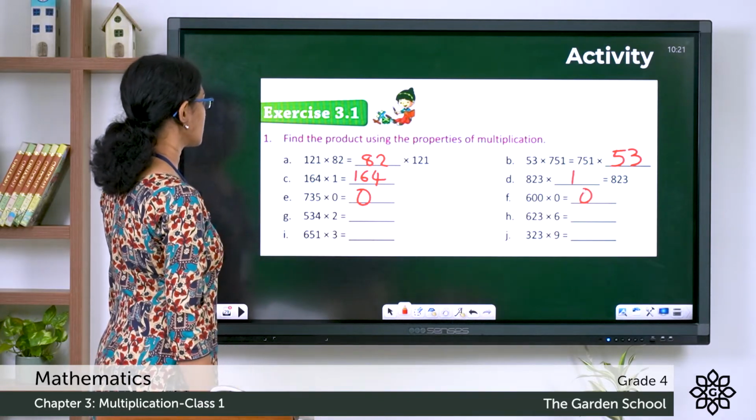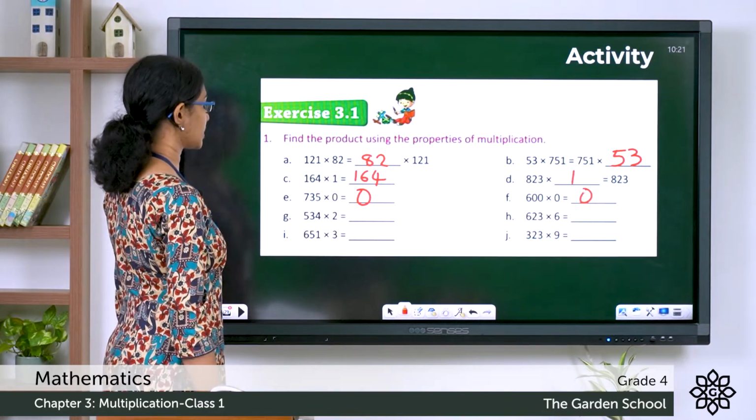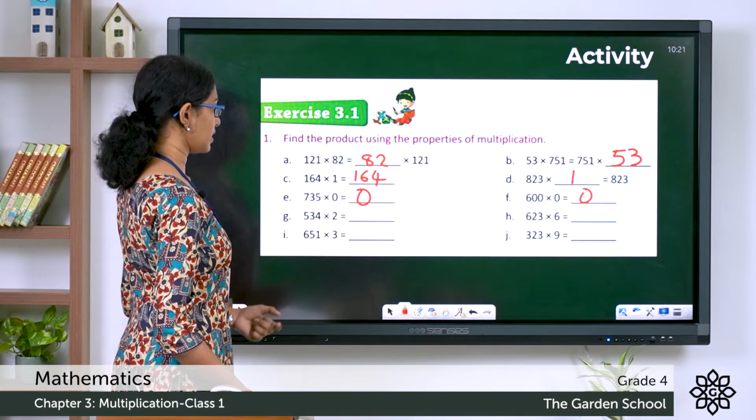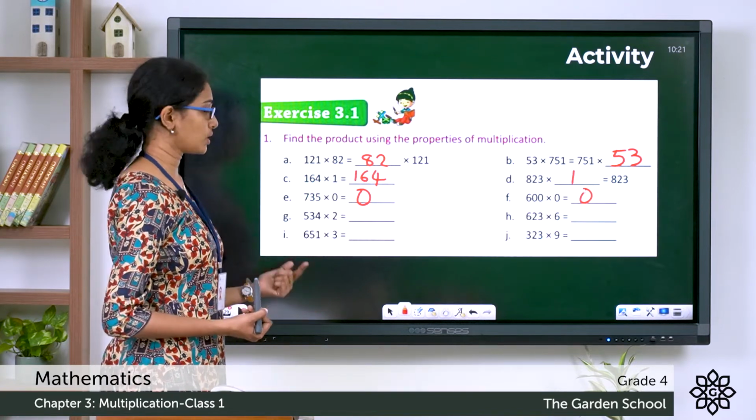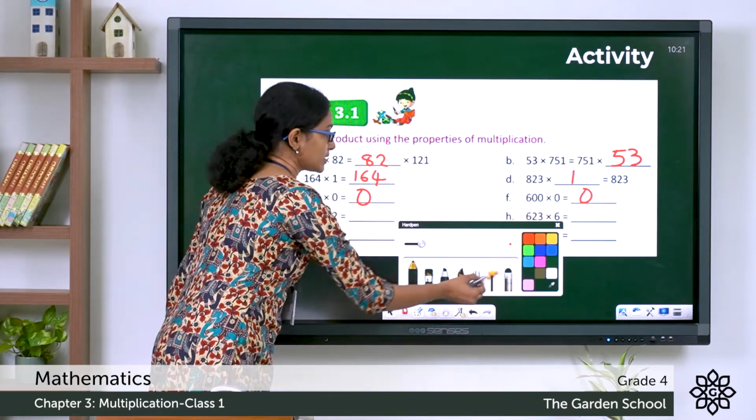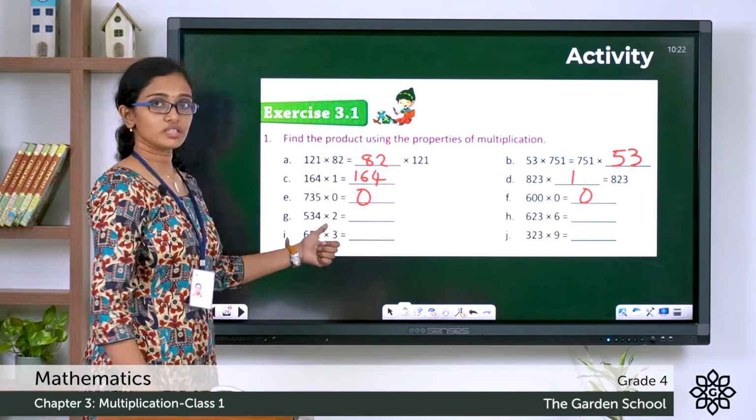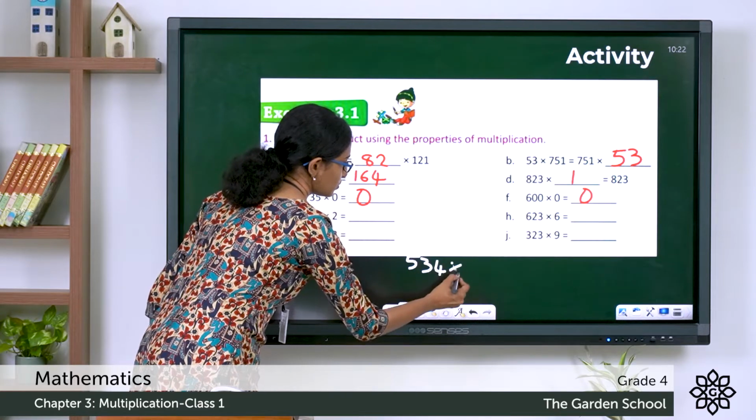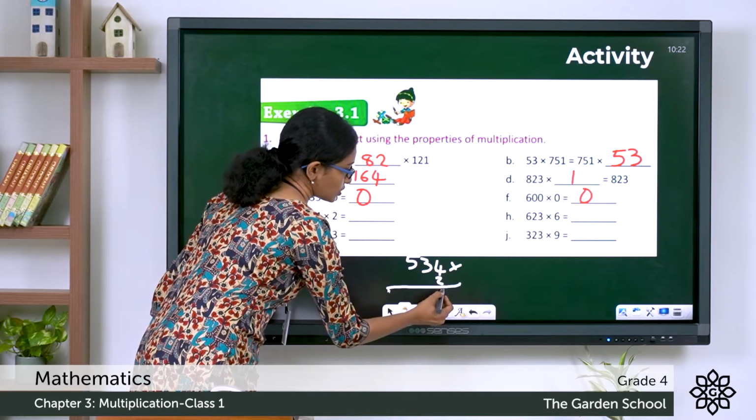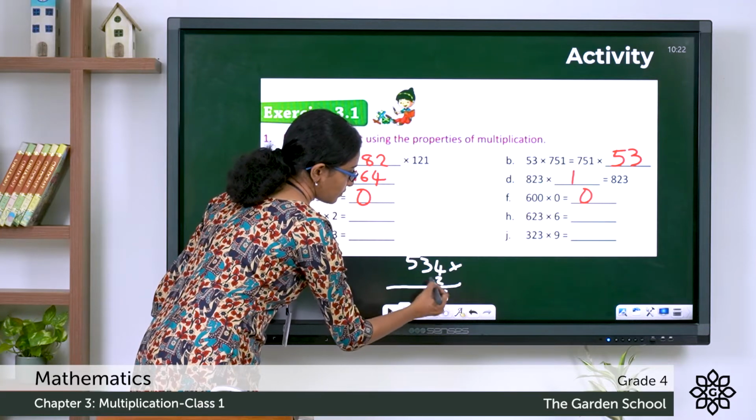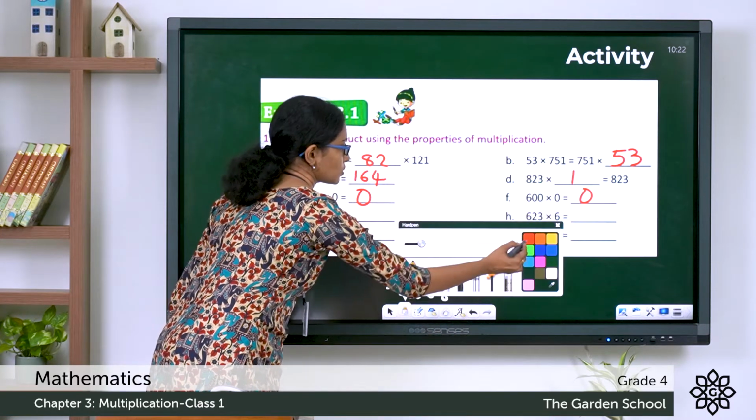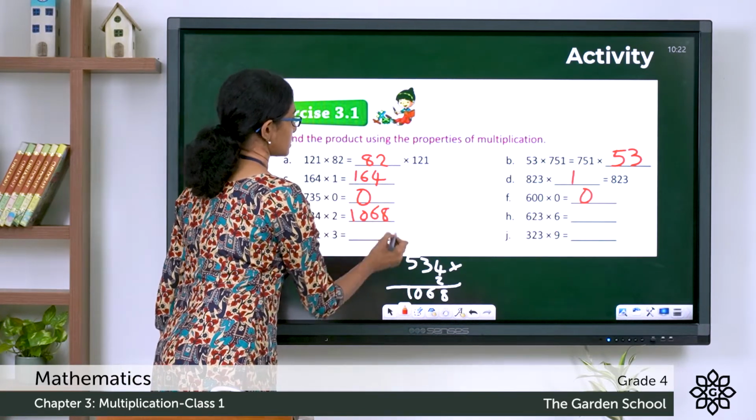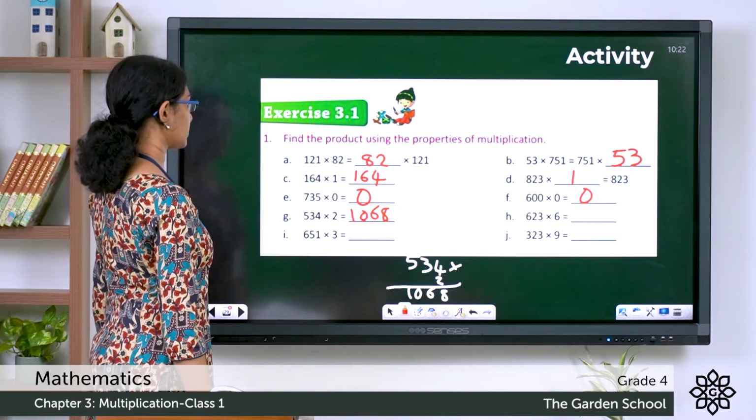Now, question G, 534 into 2. Here is an even number, again an even number. Now, the product or the answer will also be even. Let's do the multiplication and find out the answer to this multiplication. So, it's 534 into 2. 4 into 2, 8. 2 into 3 is 6. 5 into 2 is 10. So, the product here is 1068.